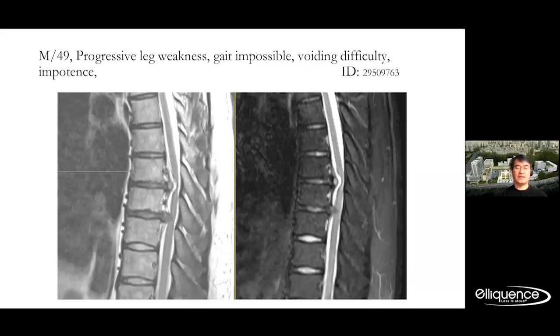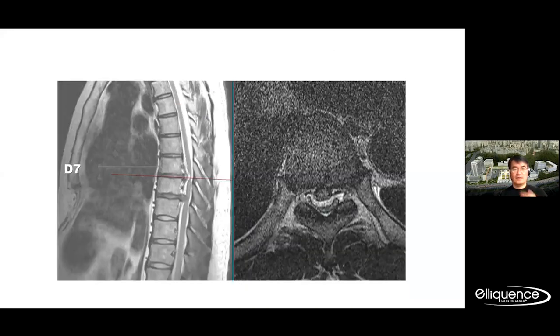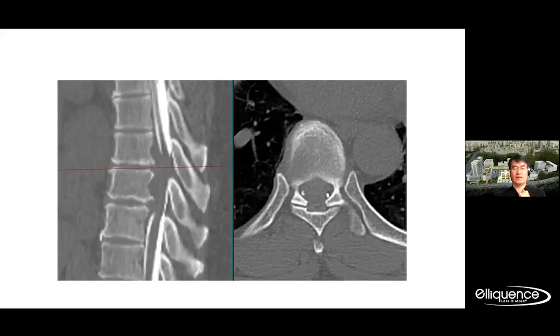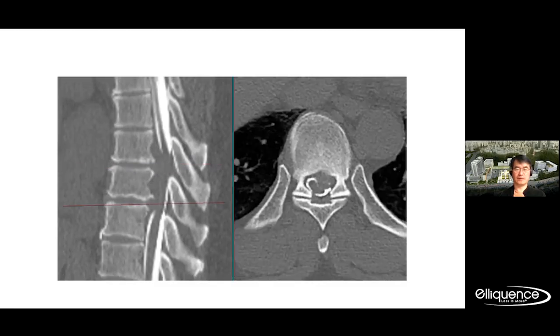Yeah, this is the first case where I'd like to ask your opinion of the surgical approach. Two-level giant disc herniation. The patient has progressive leg weakness, gait impossible, and sexual dysfunction as well. So on myelogram, I love to use the myelogram in the case of thoracic disease like that. You can see the spinal cord completely blocked by the huge disc herniation, right, two levels.